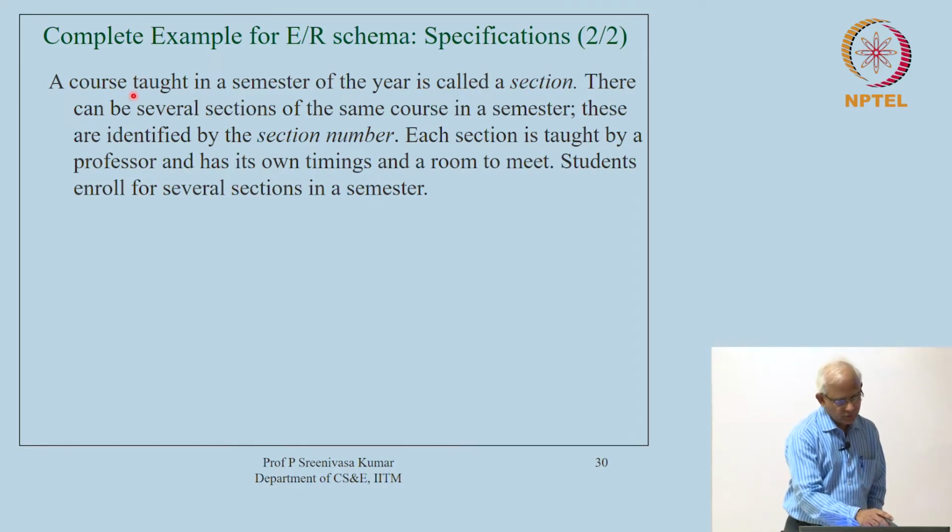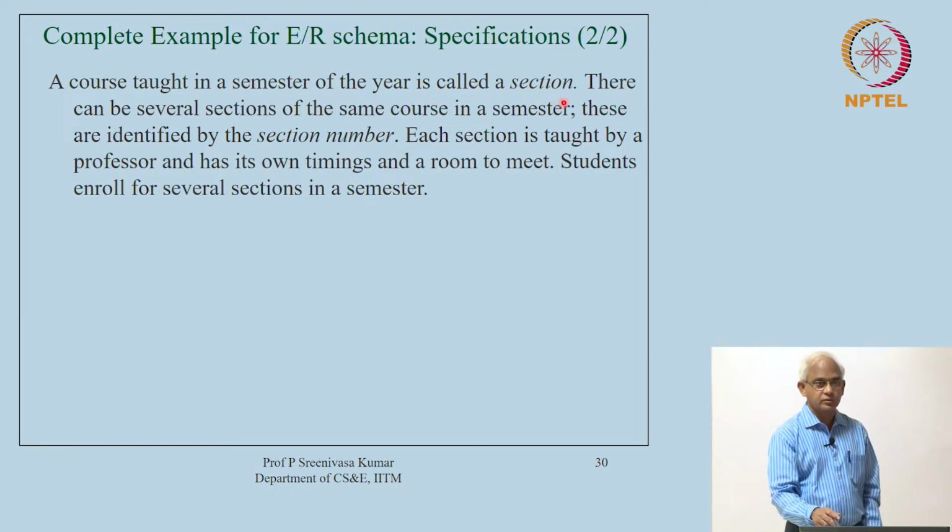Okay. A course taught in a semester of the year is called a section. So, courses are not directly taught; it is a section of the course that is taught. So, when it is taught in a semester of the year, it is called a section. There can be several sections of the same course in a semester. These are identified by the section number, and each section is taught by a professor and has its own timings and a room to meet.